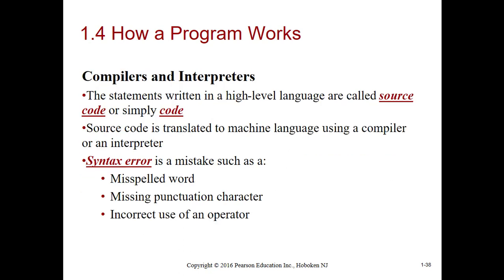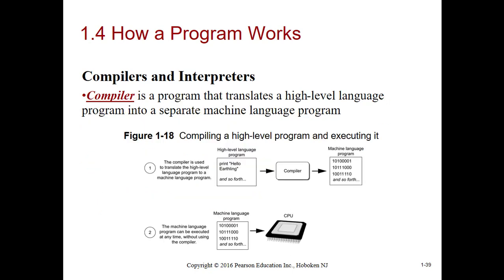Compilers and interpreters. A statement written in a high-level language is called source code or simply code. Source code is translated to machine language using a compiler or an interpreter. A syntax error is a mistake such as a misspelled word, missing punctuation character, or incorrect use of an operator. A compiler is a program that translates a high-level language program into a separate machine language program. Figure 1-18 shows you how that works. You type in your program, you run it through the compiler, it turns it to machine language. The CPU executes the machine language program.